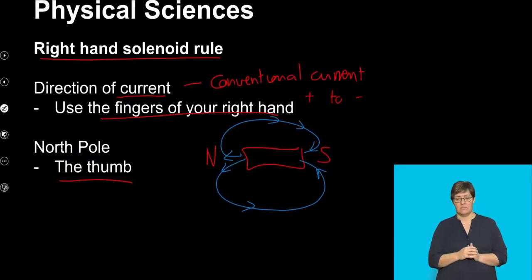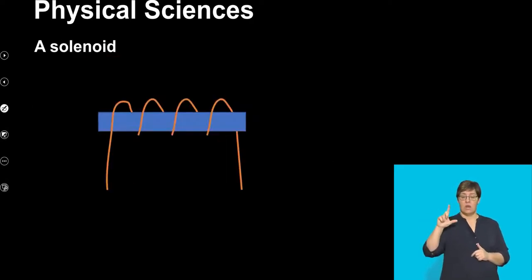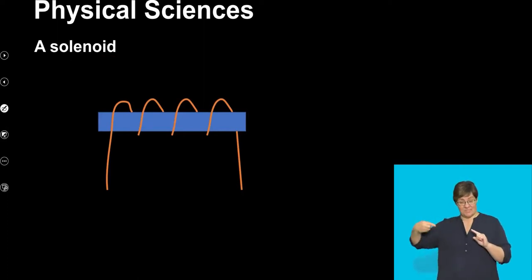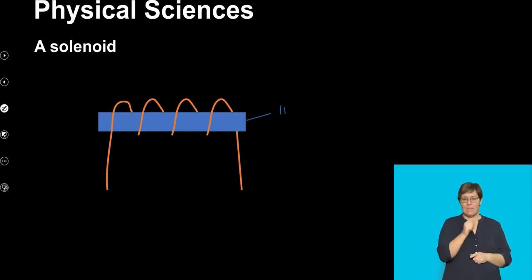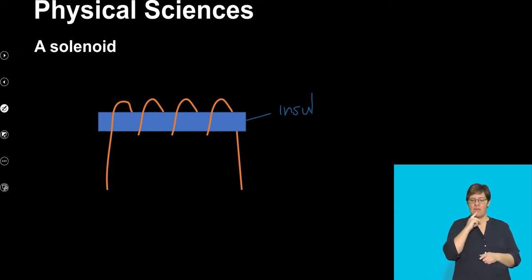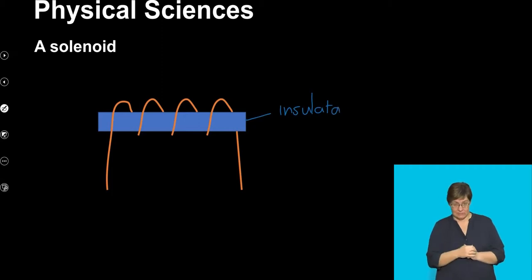Okay, so the right-hand solenoid rule, we're going to apply it in a couple of situations. So I've drawn a little sketch of a solenoid. And what you can see here is that it's just pieces of copper wire wrapped around a piece of plastic or cardboard. This is not a conductor. This is usually an insulator. And we've got this as the coil.